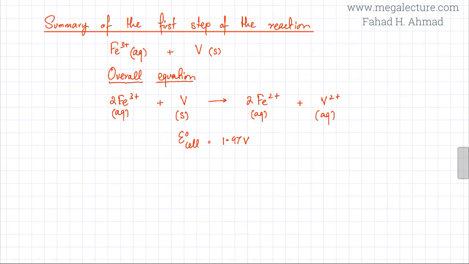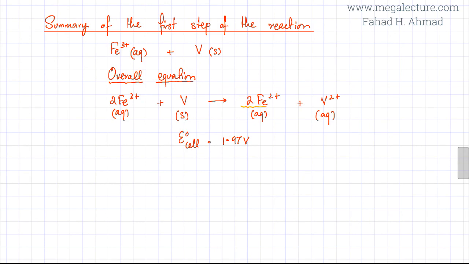Now I'm going to quickly summarize the overall reaction that has happened so far. We were reacting Fe3+ with vanadium, and the overall equation that we got was that Fe3+ aqueous was getting reduced to Fe2+. It was gaining electrons, and vanadium was the one that was getting oxidized and forming V2+. And the E0 cell of this entire reaction came out to be 1.97 volts, which meant that this reaction was very feasible.